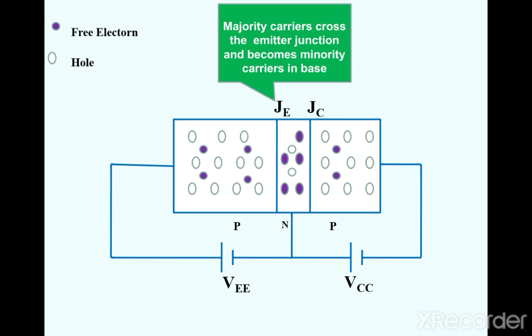So the majority carriers from the emitter cross the emitter junction and become minority carriers in the base. Why? Because the base is an N-type semiconductor. So from the P-type, the majority carriers jump to the base side and become minority carriers in the base.